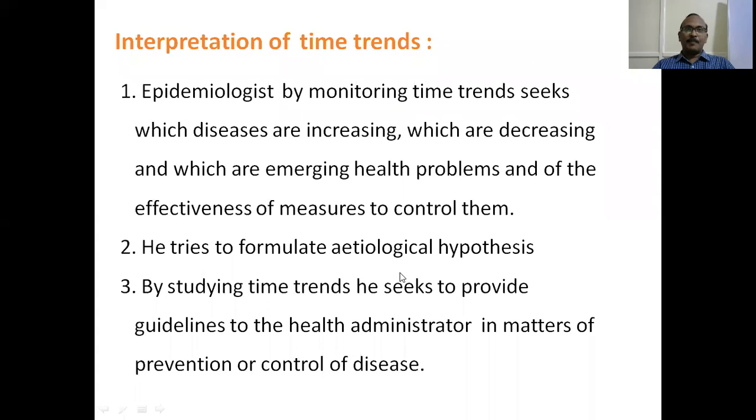Now for a brief recap, the various steps of descriptive epidemiology are defining the population under study, defining the disease under study, describing the disease by time, place, and person, measurement of disease, comparing with known indices, then formulation of an etiological hypothesis. Now, what is the interpretation of the time trends? Epidemiologists, by monitoring time trends, seek which diseases are increasing, which are decreasing, which are emerging health problems, and what measures we can use to control these diseases.